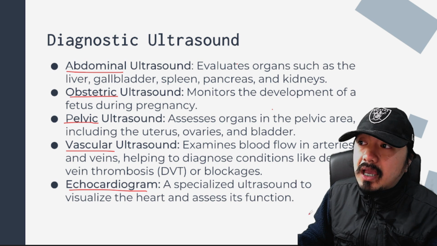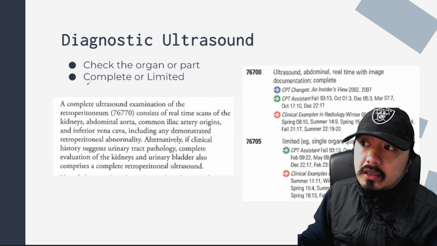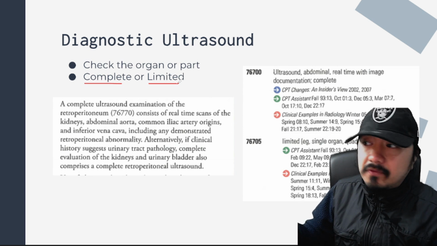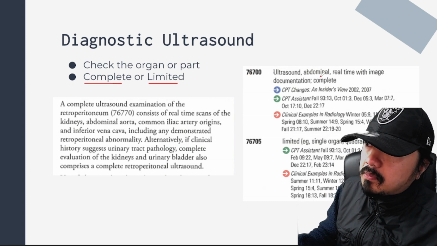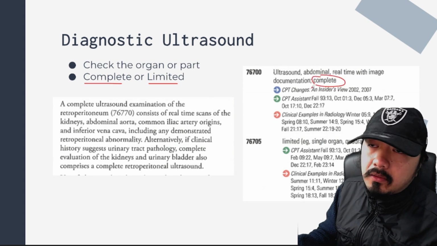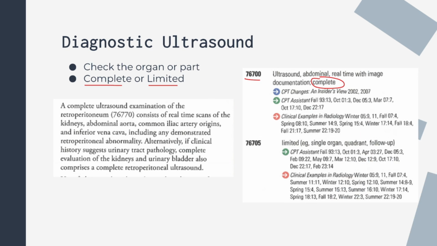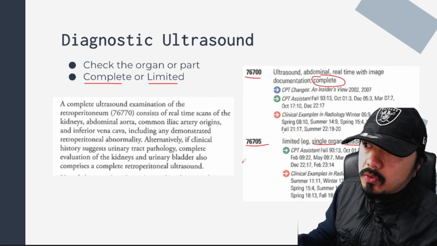As for the guidelines, guys, take note that you have to check the organ or part to be examined. In some codes, it will be mentioned as complete or limited. Is it the entire part or just a limited part of that specific region? For example, we have code 76700 here. That's for ultrasound abdominal, mentioned here as complete. As for 76705, we have limited, which is only for a single organ, quadrant, or a follow-up check. If any of those were mentioned in the scenario, you have to code limited.